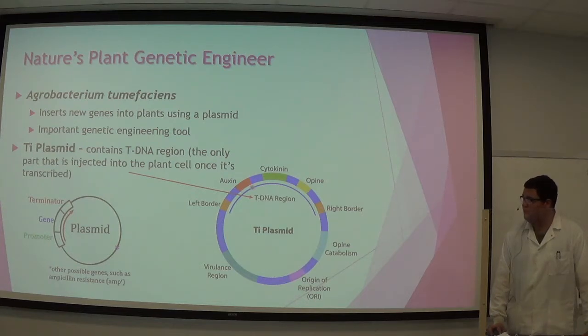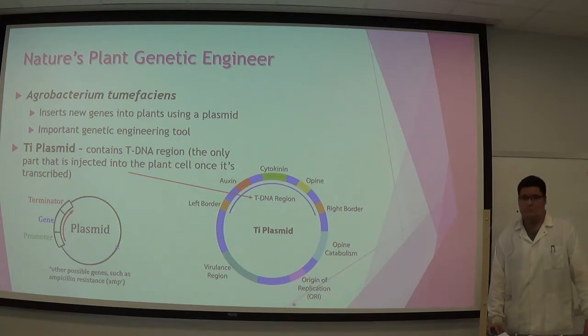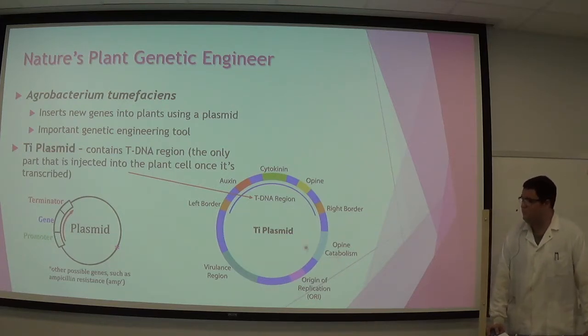But here's the natural, or simple, I should say, diagram of this TI plasmid. You've got a virulence region, which encodes some virulence factors that I'll get into. You've got your left border and your right border, and in between them, you've got your tDNA region. You've also got a couple other things, your origin of replication, which is often abbreviated ORI, and you've also got an opine catabolism site. So we'll talk about what opines are in just a minute.